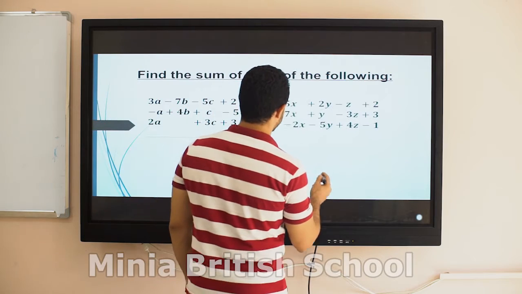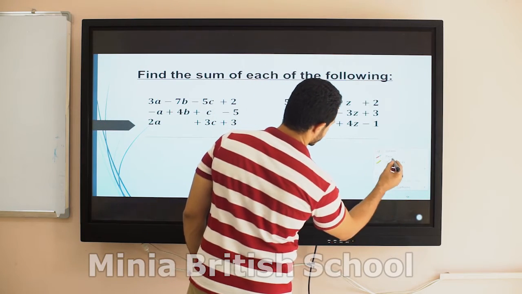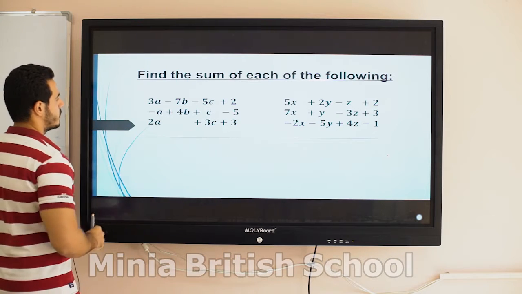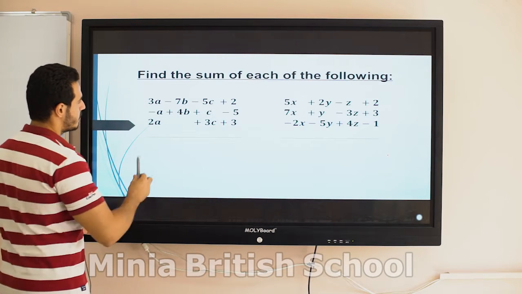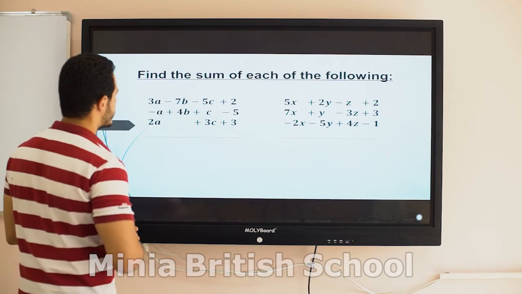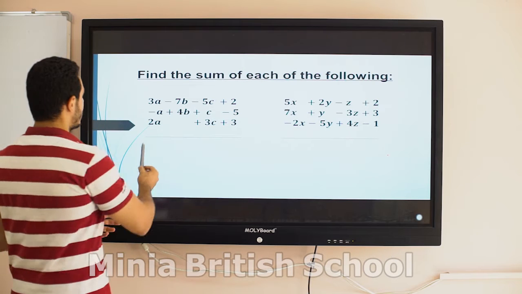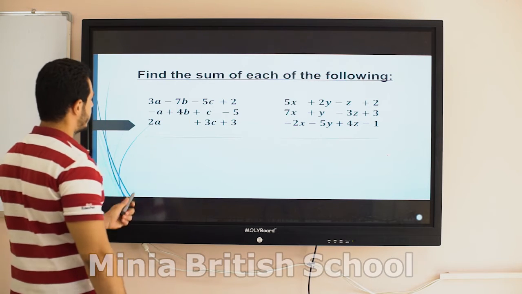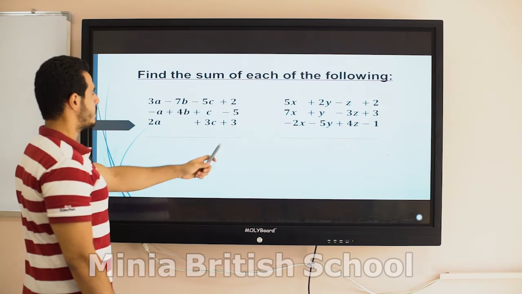Now, find the sum of each of these. Number 1: 3a minus 7b minus 5c plus 2. Minus a plus 4b plus c minus 5. 2a plus c plus 3.